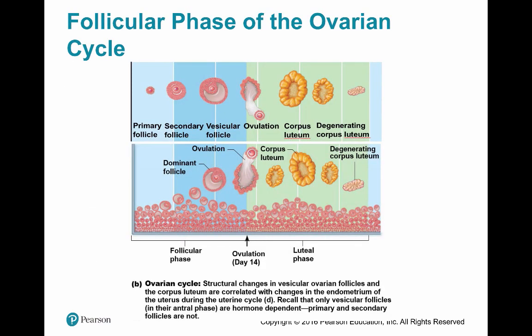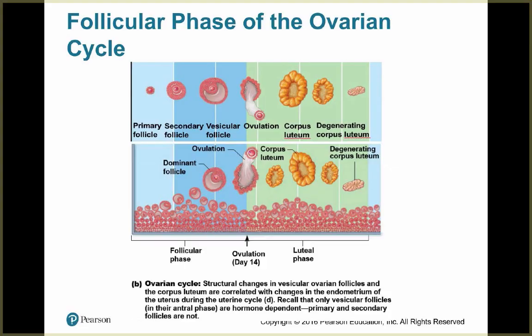And so the follicular phase of the ovarian cycle kind of looks like this, and we have the comparison up here. So let's talk about it really quick. If you look at this follicular phase right here, we start up here with our primary follicle, right? And the primary follicle comes from the primordial follicle.